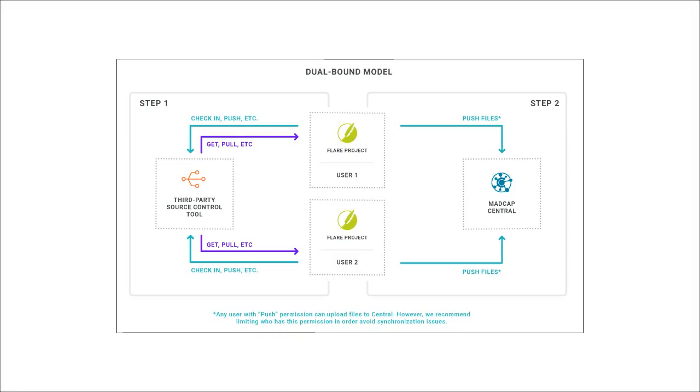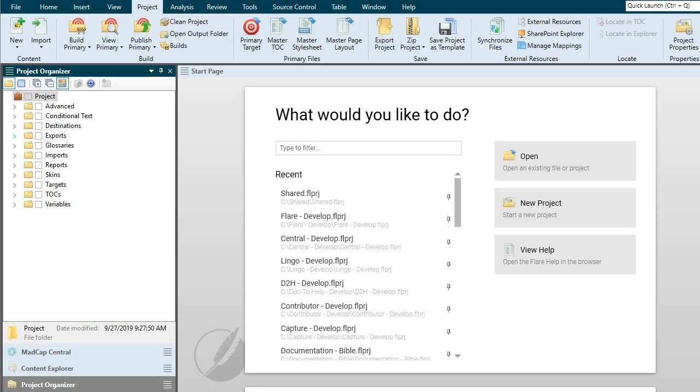Dual bound means that your project has one binding to a third-party source control provider, such as Git, TFS, SVN, or Perforce, and then a second binding to Central. Here's something important to keep in mind with the dual bound model.